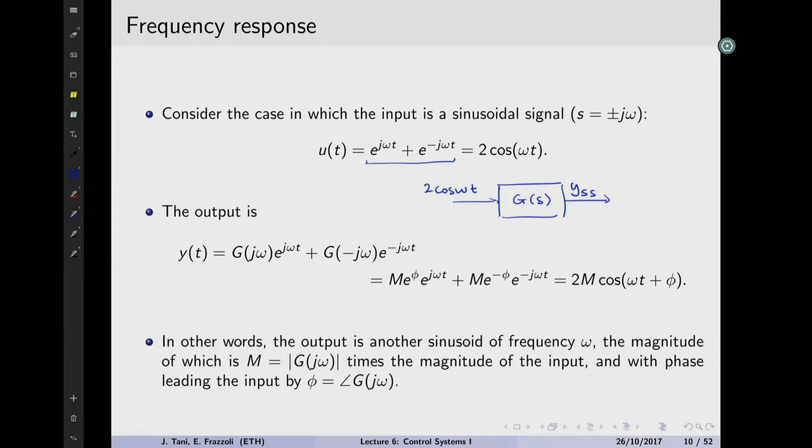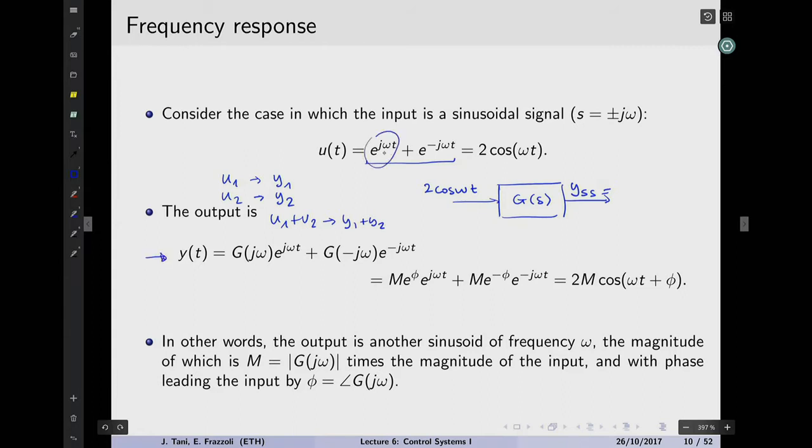So the steady state answer here, the steady state output, is going to be what? It's going to be, let's see, no? Because suppose that we send the first signal, we get the first output. We send the second signal, we get the second output. We know from linearity that if we send the sum of two inputs, we get the sum of two outputs. And this is what this equation here is telling us.